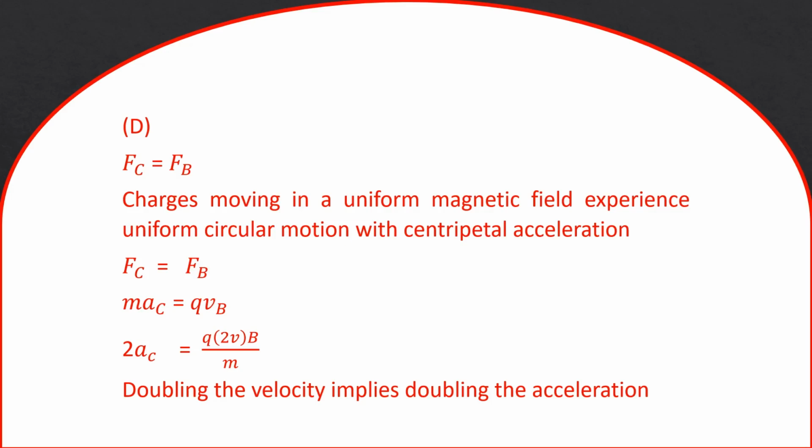So Fc could be written as m a_c equals qvB, because B is a magnetic field. So the equation becomes m a_c equals qvB. Which means if I double the acceleration, I have 2a_c, which will be equal to 2q multiplied by 2v multiplied by B, everything divided by m. So doubling the velocity doubles the acceleration. So option D is the correct answer.